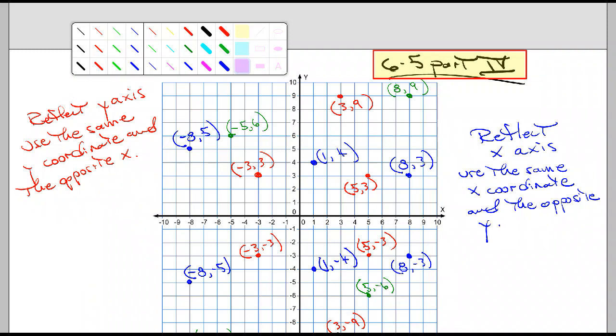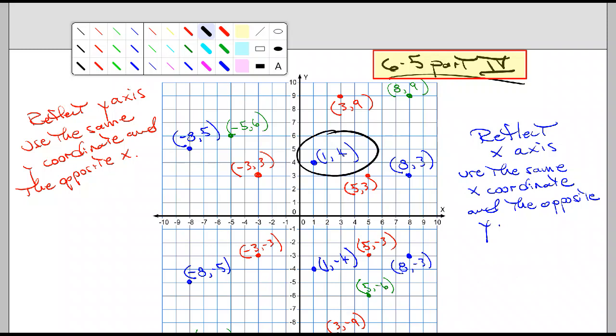And I wrote it down how you would do that. You would reflect the x-axis, and you would use the same coordinate and the opposite y. Because if you guys remember, when you are given a coordinate pair, the x is always the first coordinate, and the y is always the second coordinate. So let's look at this example. I've got several examples actually for both. Look at this one right here.